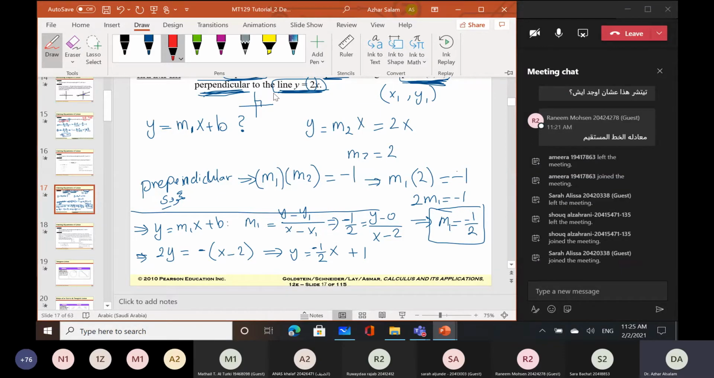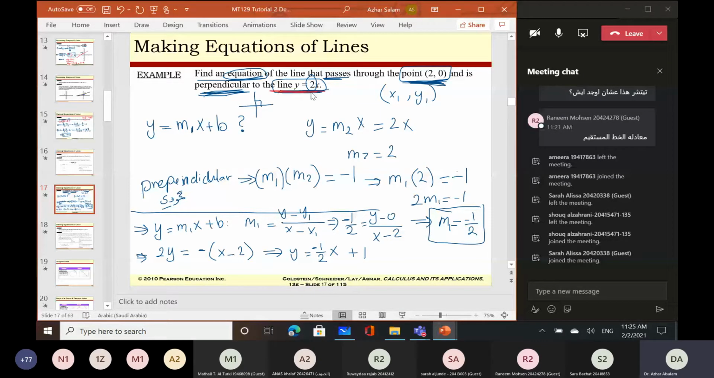What's the given information? The given information is that it is perpendicular to the line y equals 2x, is perpendicular to y equals 2x. And also I have a point. So I have information about the slope and a point. So I can find the slope using this information.